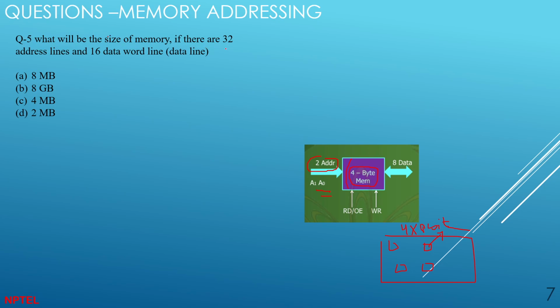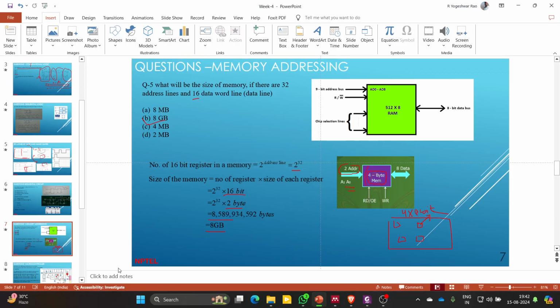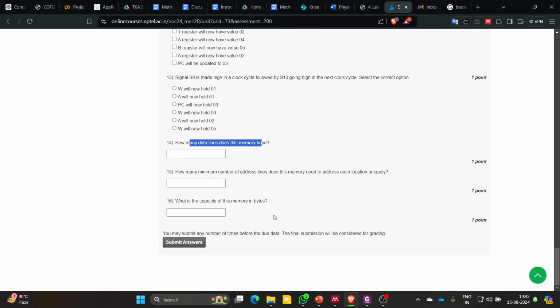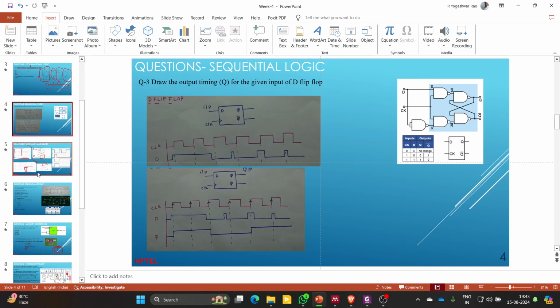Now, how do we solve this question? There are 32 address lines, so how many combinations can it make? It's 2 to the power 32, right? And each data line has 16 bits, so here it's a 16-bit register. What you need to do is just multiply them. 16 bits is 2 bytes, and when you multiply, it comes out to 8 GB of data. So here the answer will be B. You need to solve this kind of question in a similar manner. Sorry, I have not read what the question is trying to say, but the concept is basically the same. Let's move on to the next question.